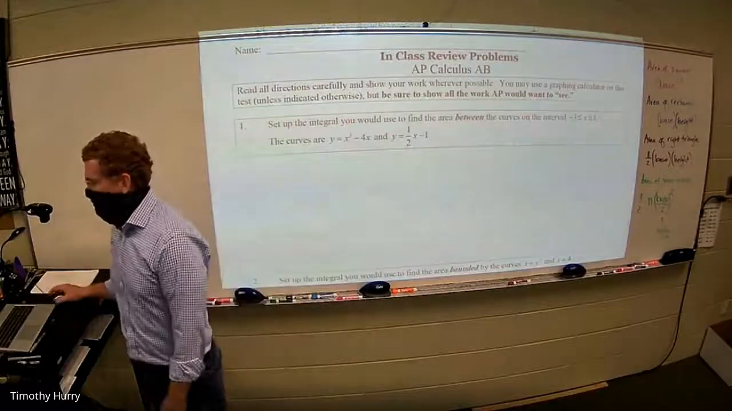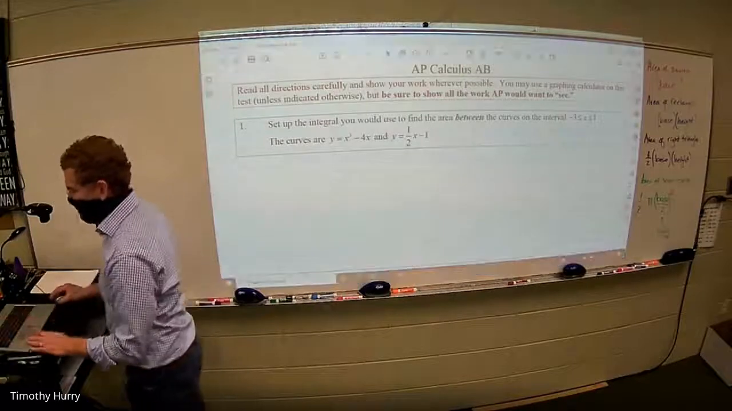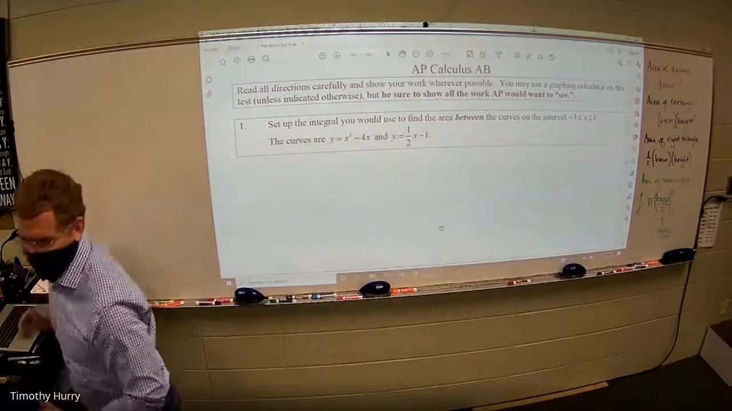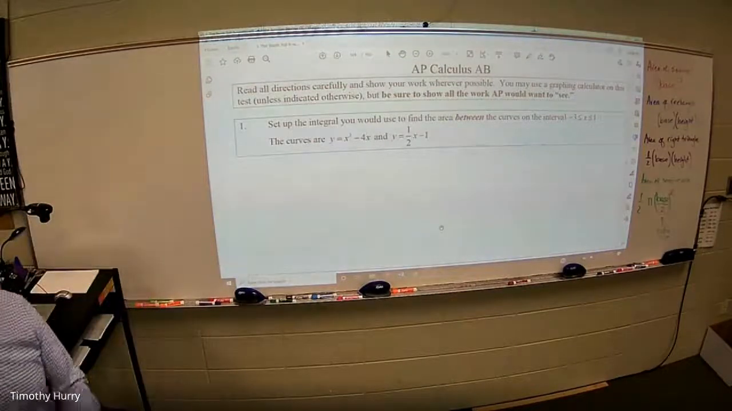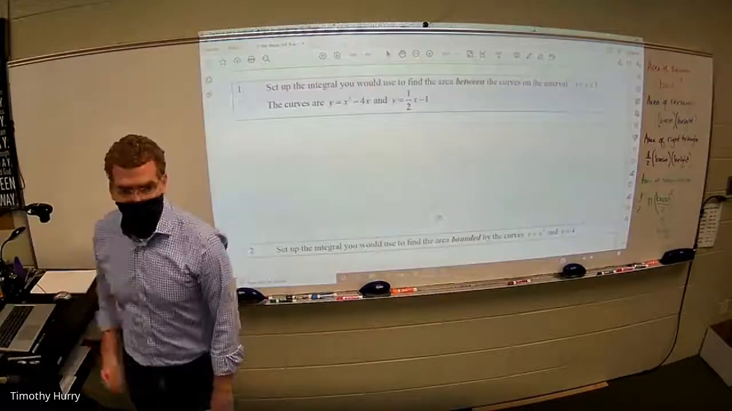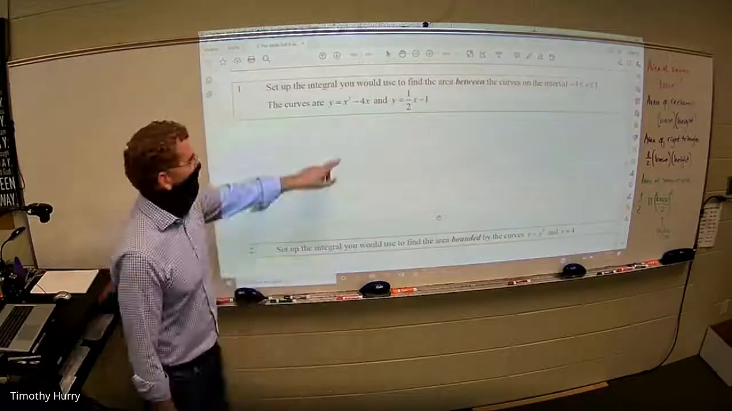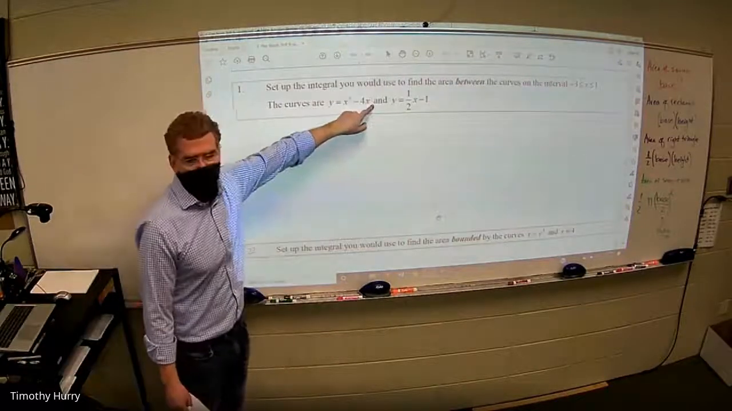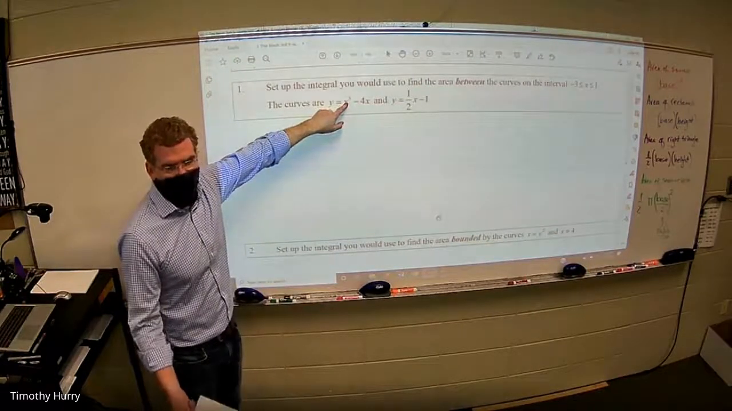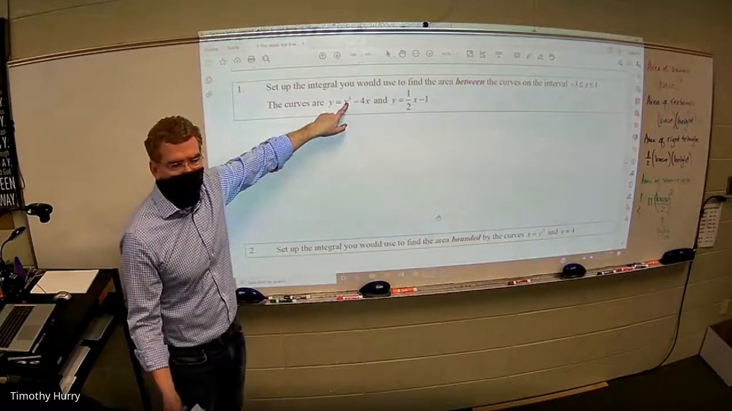So this one, set up the integral you'd use to find the area between the curves on that interval from -3 to 1. You may use a graphing calculator. Now, even if you didn't have a graphing calculator, you could probably get these graphed okay. What happens if you factor this? You pull an x out, you've got an x squared minus 4 left. Factor it completely, you get x plus 2, x minus 2. Those are your roots: 0, -2, and 2.